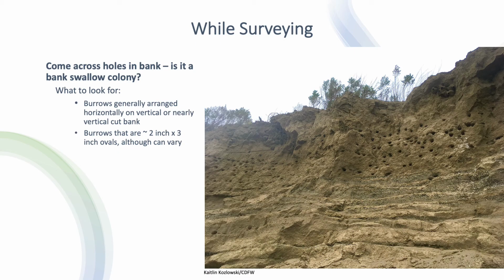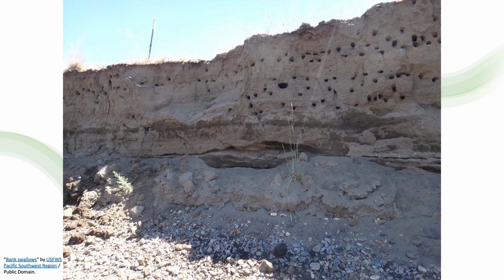When you come across holes in a cut bank, you will first need to determine if they are bank swallow burrows. Bank swallow burrows are usually arranged in horizontal rows, in vertical or nearly vertical eroding cut banks, and are oval in shape. Each burrow is about 2 inches tall by 3 inches wide, although some can be larger or irregularly shaped due to erosion or damage from predators. Here are some additional bank swallow colony examples in different habitats.